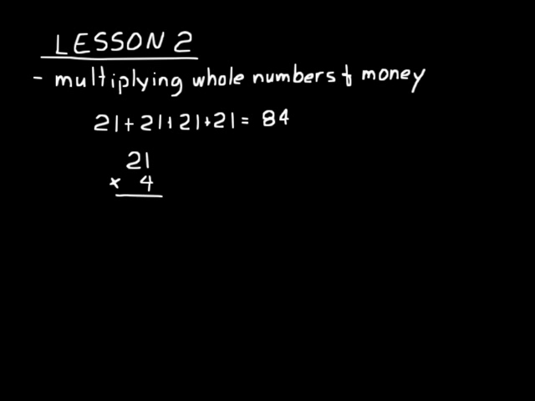Now if you recall, when you multiply 21 times 4, you multiply the 4 by 1, and then you multiply the 4 by the 2, and that would be an 8. You get 84 for an answer, just like you should get the same number as you did when you added 21 4 times. Otherwise, you did something incorrectly.